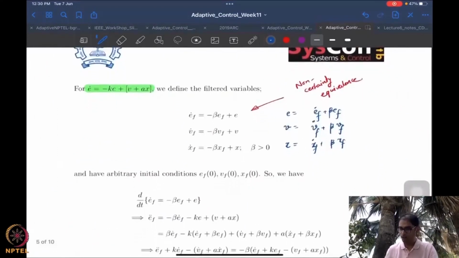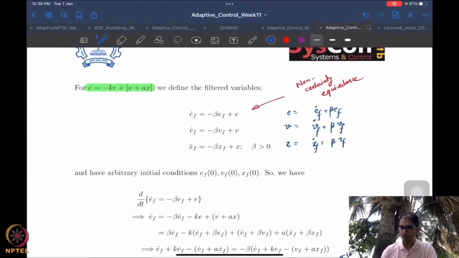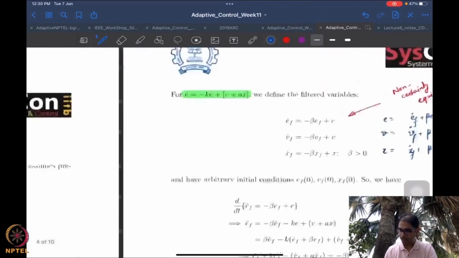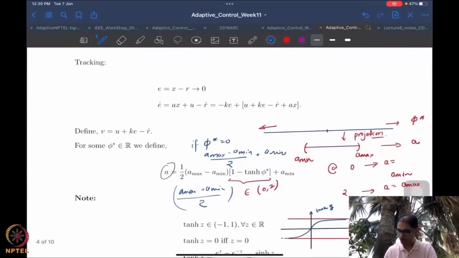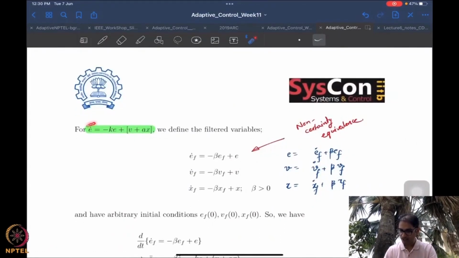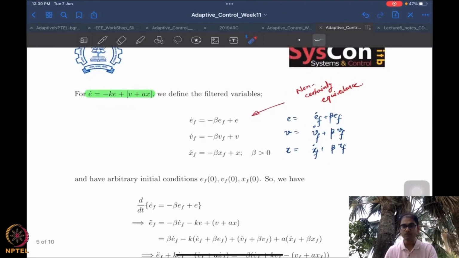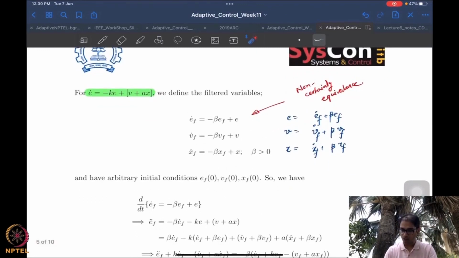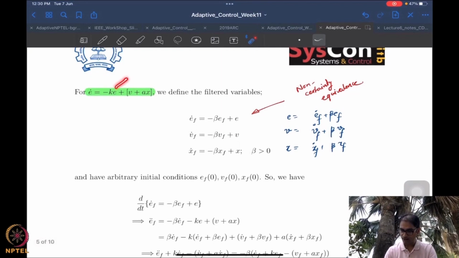So how did we go about this? We started to define what is called filtered variables, right? And they essentially are true to its name. Filtered variable means that I define a filter on everything that appears on the right hand side. The right hand side is written here. It's E dot is minus KE plus V plus AX. And so whatever quantities I know on the right hand side, I define filters for that. So I know A, I know V, I know X. I don't define any filter for A because it doesn't make sense. I don't know A.